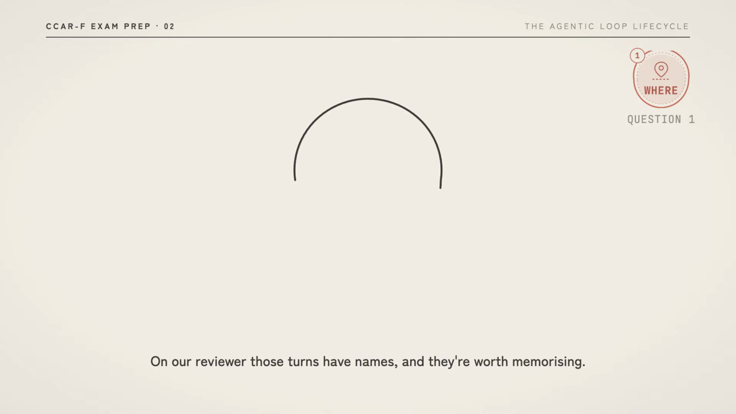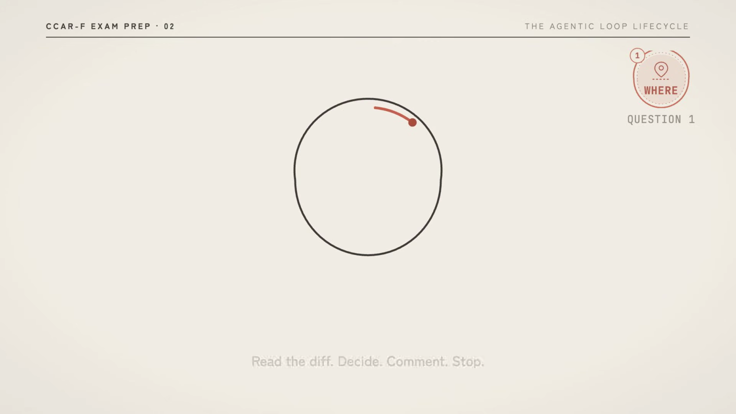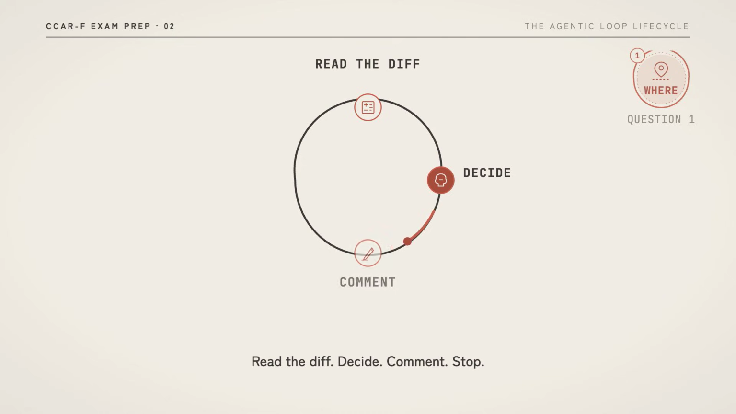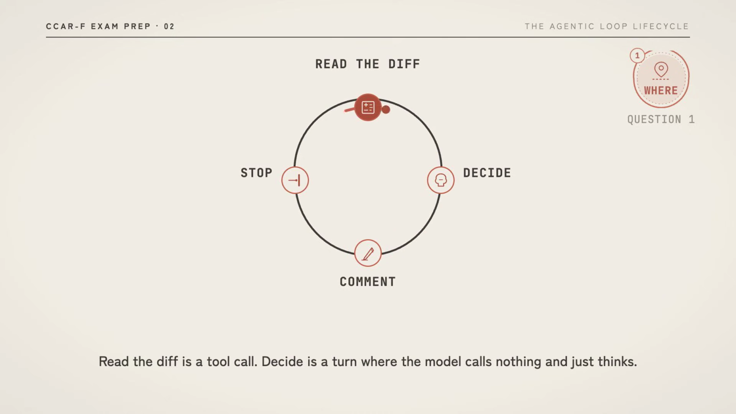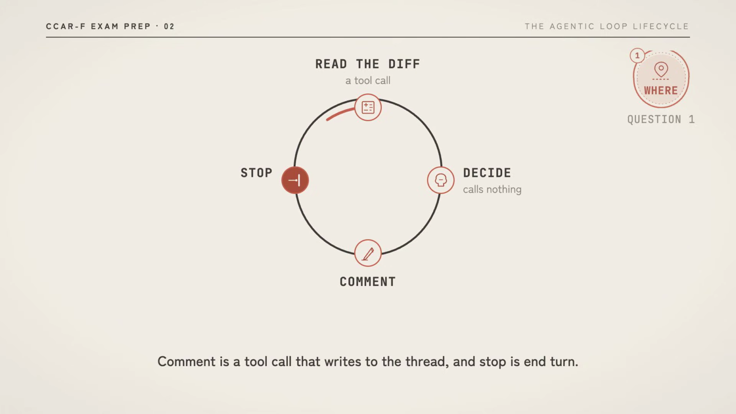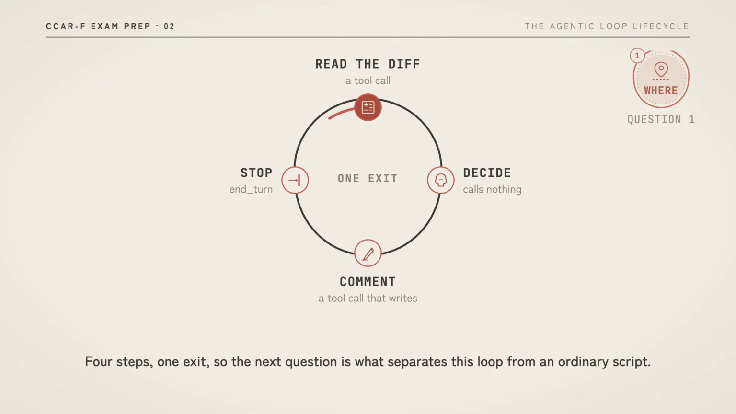On our reviewer, those terms have names and they're worth memorizing. Read the diff, decide, comment, stop. Read the diff is a tool call, decide is a turn where the model calls nothing and just thinks. Comment is a tool call that writes to the thread, and stop is end turn. 4 steps, 1 exit. So the next question is, what separates this loop from an ordinary script?